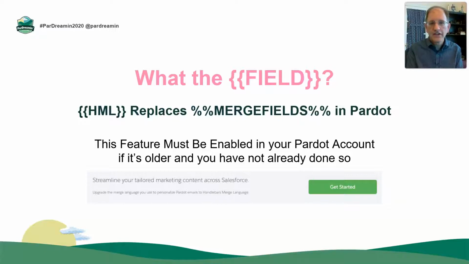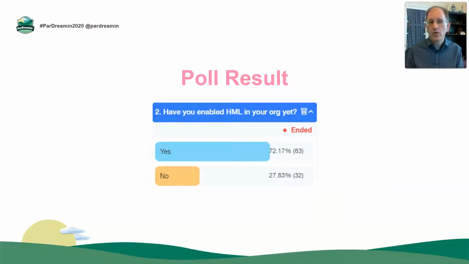Now, like many things in Pardot, there's a banner that will show across your screen that says, streamline your tailored marketing content across Salesforce, get started, update to the Handlebar Merge Language. So you've got to go through that process for updating your account in order to enable the Handlebar Merge Language in the first place. And I had asked a poll in the original presentation of how many people had actually done this, and I was kind of surprised to find that there was over a quarter of the people in the presentation who hadn't actually done this yet.